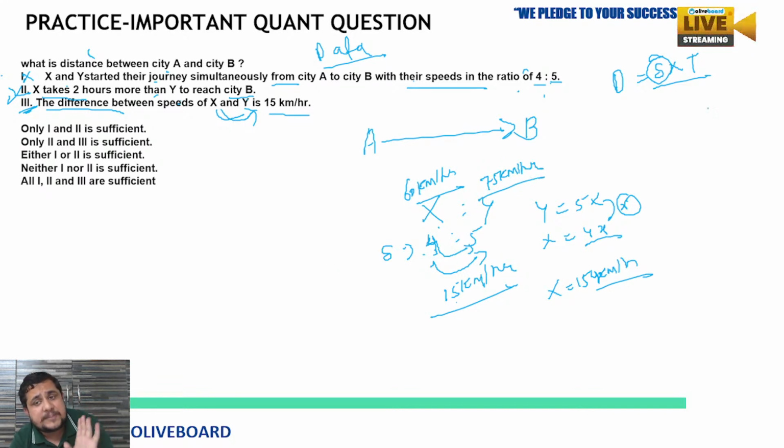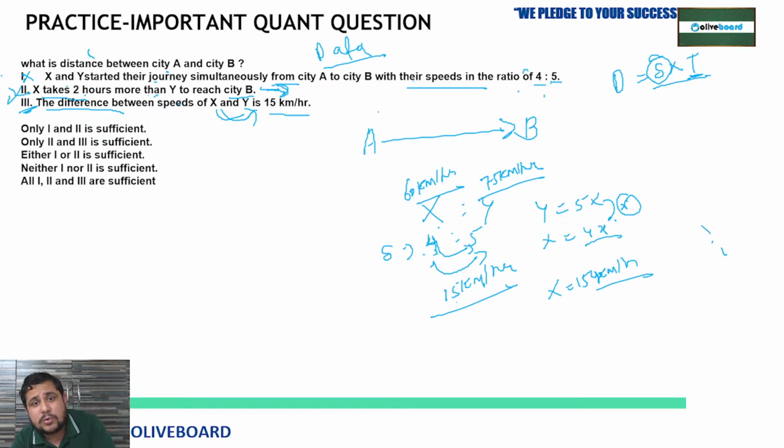Now we know the speed, but do we know the time? You will say no, we don't know the time. But here one more thing is given. X takes 2 hours more than Y to reach city B. How much? 2 hours more.